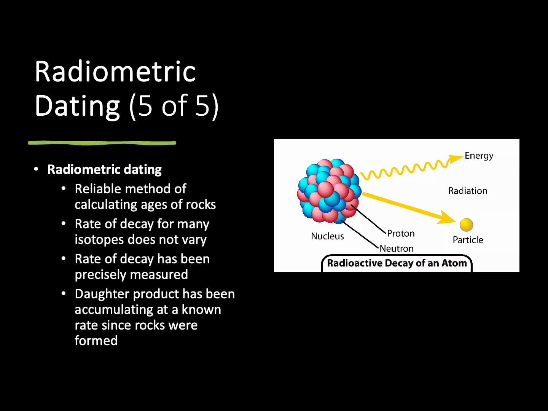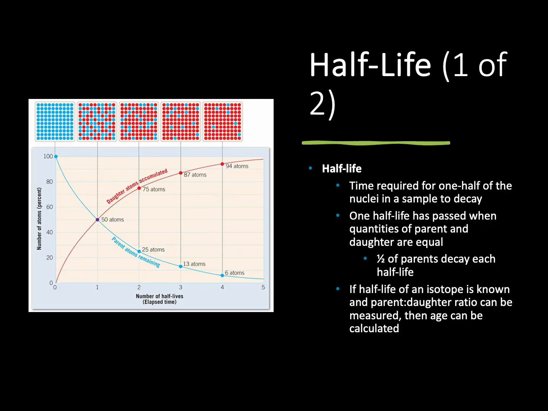So as long as our daughter product, that slightly more stable product, has been accumulating, we can figure out an exact date or an exact age for a rock, or the number of years that have passed since it formed. And we do this by something called the half-life.